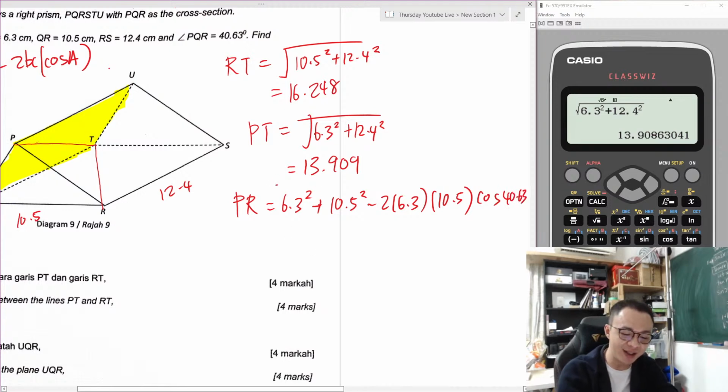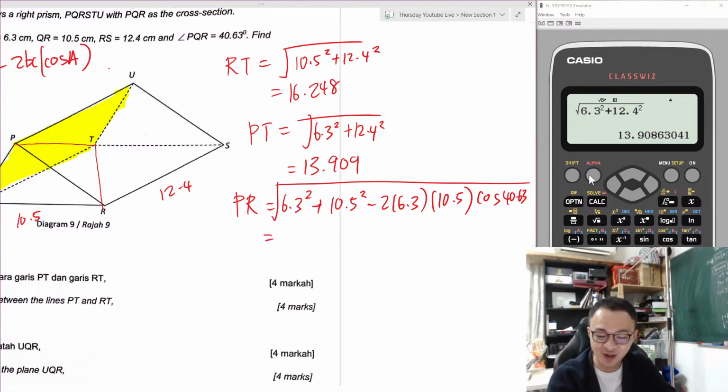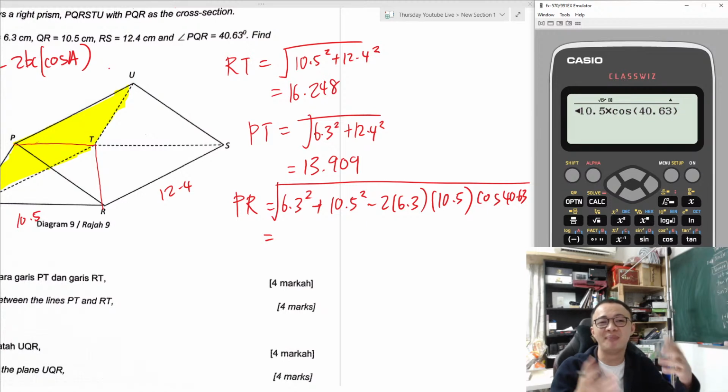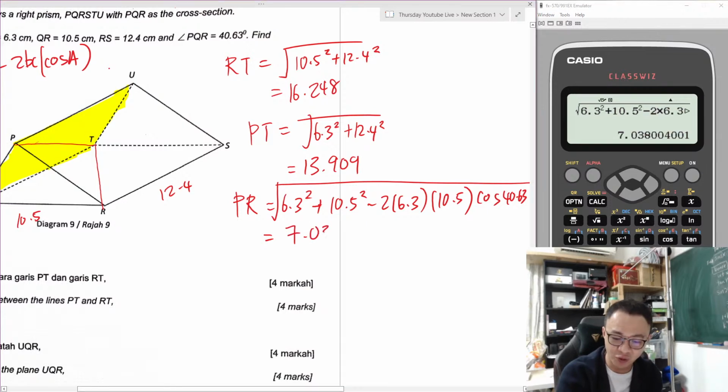Just now my calculator was in radian, so I make sure I change back to degree because in here we are using degree. Why do I have a square root? Because the a square I move to the other side becomes square root. Sometimes you must be careful. Some teachers love to trap you. They give you something like 40 degree, 32 minutes. Then you need to convert them in the calculator, or you can straight away type the minutes also in the calculator. Alright, this one is 7.038.